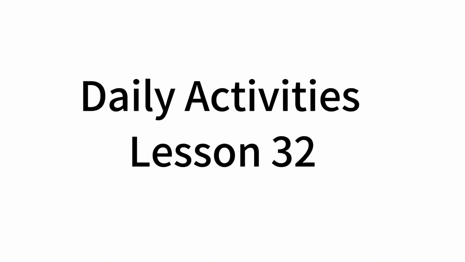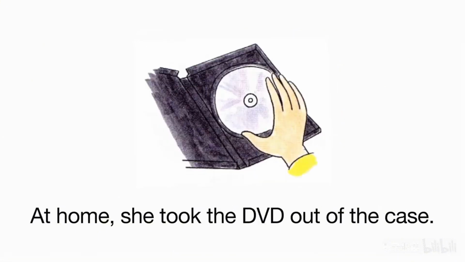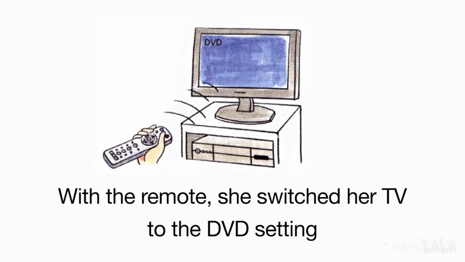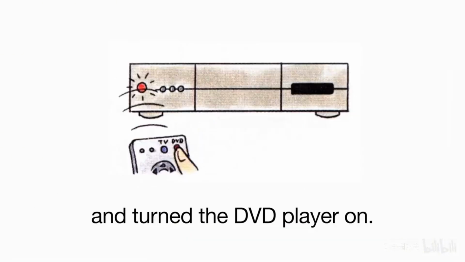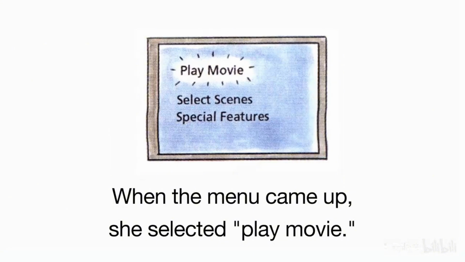Daily activities. Lesson 32. Jenny rented a DVD from a video store. At home, she took the DVD out of the case. With the remote, she switched her TV to the DVD setting and turned the DVD player on. She loaded the disc into the tray. When the menu came up, she selected Play Movie.